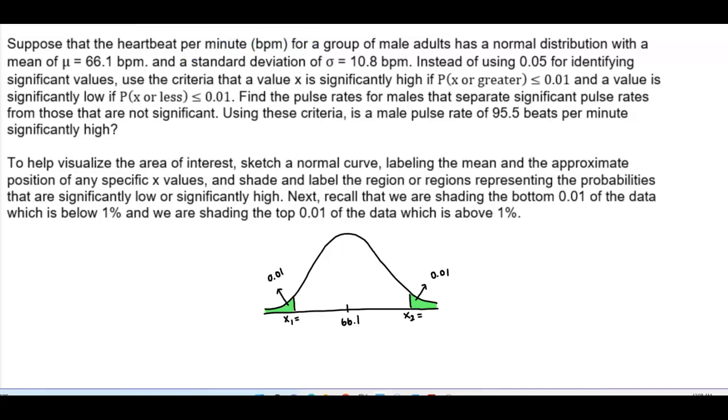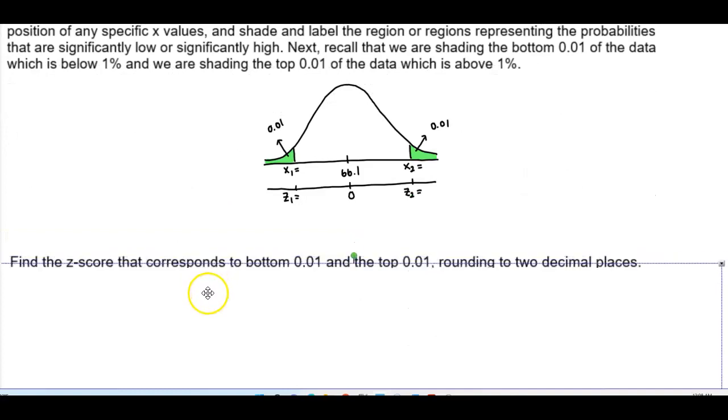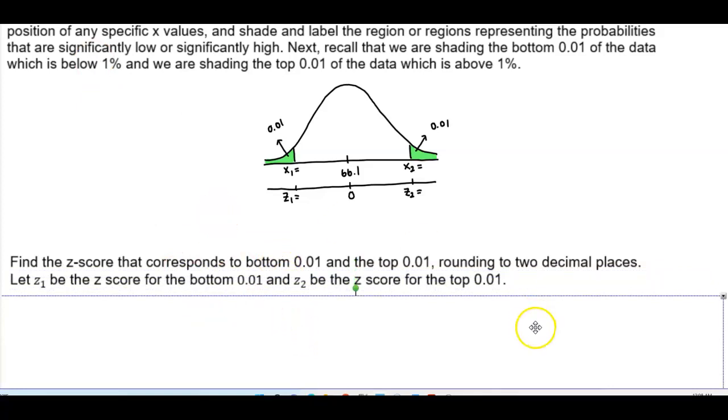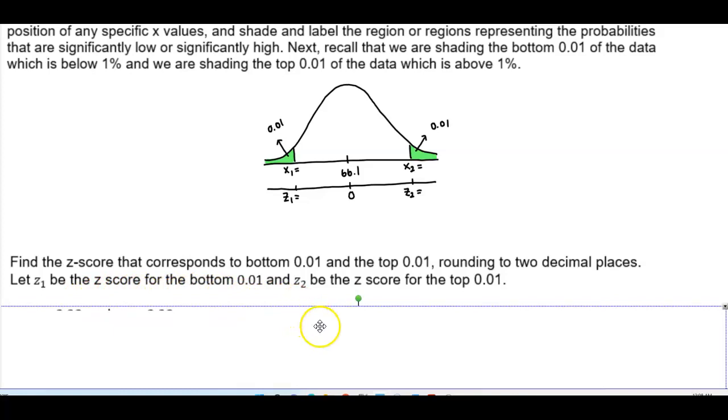Underneath that, we're going to take a look at the z-scale. The z-scale tells us that we have a mean of 0. So we want to find the z-score associated with the bottom 1%, which is the 0.01 to the left, and then the second z-score, which has the area to the right of 0.01. We want to find the z-scores corresponding to the bottom 0.01 and the top 0.01, rounding to 2 decimal places. We'll let z1 be the z-score for the bottom 0.01, and z2 be the z-score for the top 0.01.